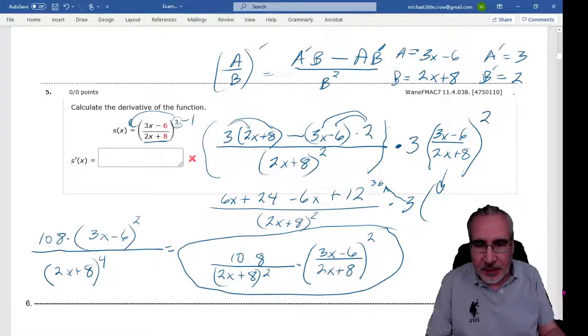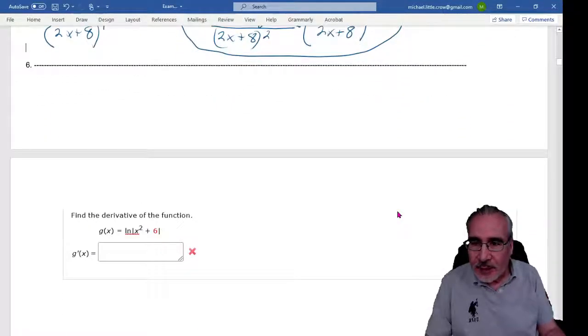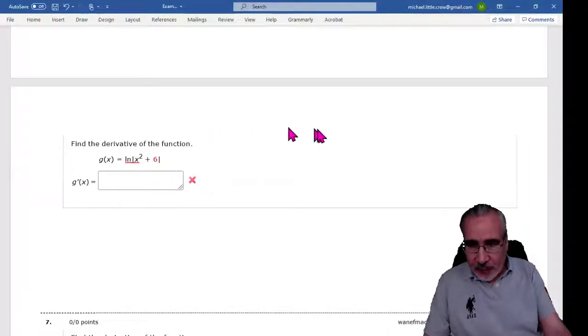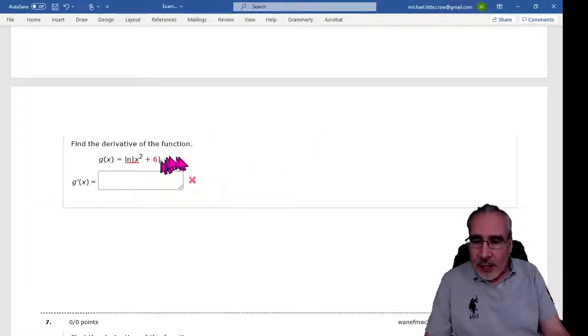Okay, so I'll keep trying to move along as we go. So number 6 is kind of split here, but here we've got a logarithm. So again, it's a chain rule function. So we take the derivative of the inside.